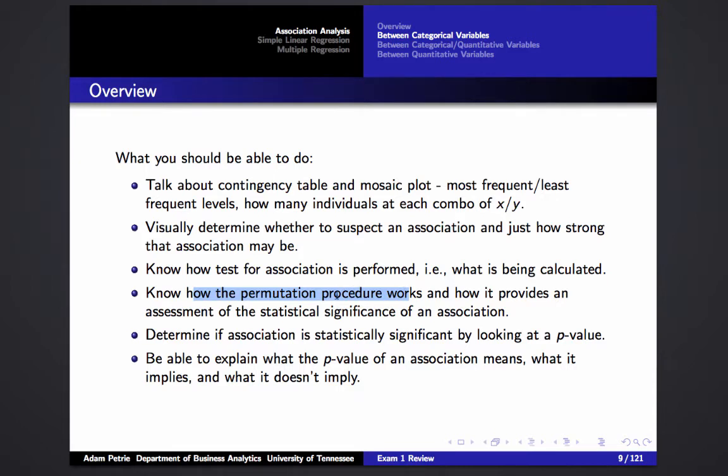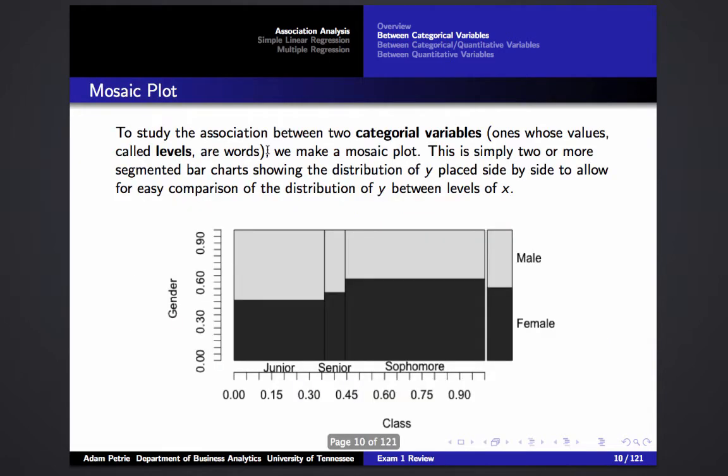So the end result of a statistical test is a p-value, and we know that we compare that p-value typically to 5% to determine if it is statistically significant or not. And so make sure you know that, hey, a statistically significant association is one where the p-value is less than 5%. And be able to interpret what that p-value is actually telling us, what it's not telling us, etc. So let's go through some examples.